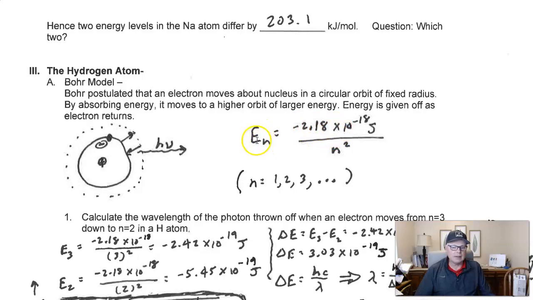E sub n, in other words, the energy of any energy level on a hydrogen atom is equal to negative 2.18 times 10 to the negative 18 joules over n squared, where n is 1, 2, 3, 4, and so on. E1, basically you plug in a 1 right here, and that tells the energy in the first energy level, or what we call the ground state. E2, if you plug in a 2 here and use this equation, that tells the energy in the second energy level. E3 and E4 and so on.